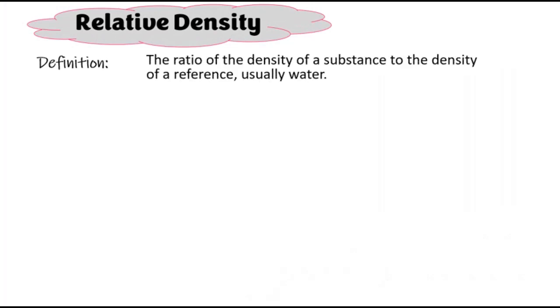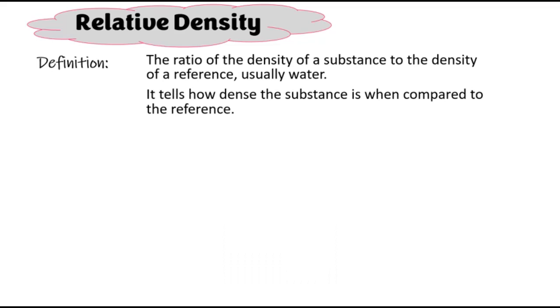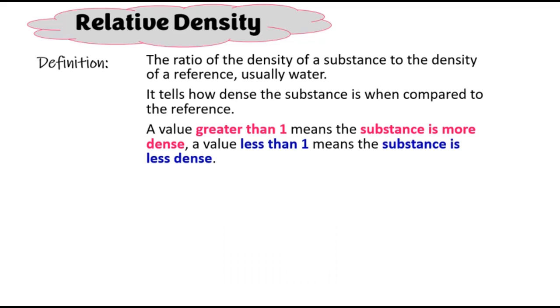So let's start off with a definition of relative density. Relative density is the ratio of the density of a substance to the density of a reference, and the reference we usually use is water. It tells how dense this substance is when you compare it to the reference. A value that is greater than 1 means that the substance is more dense than the reference. If the value is less than 1, however, that means the substance is less dense than the reference that was used.